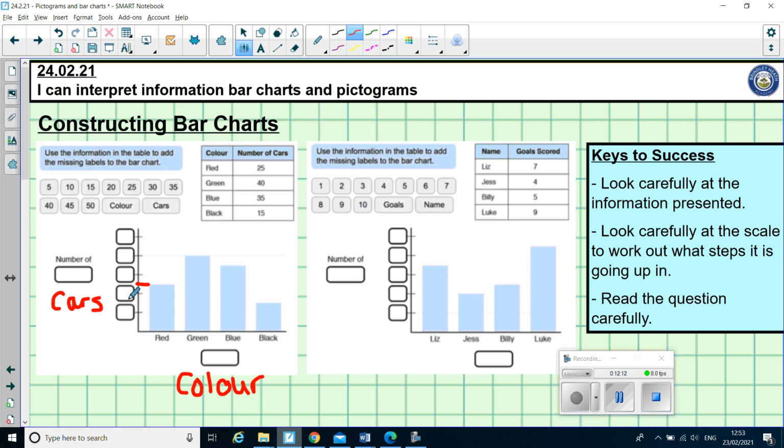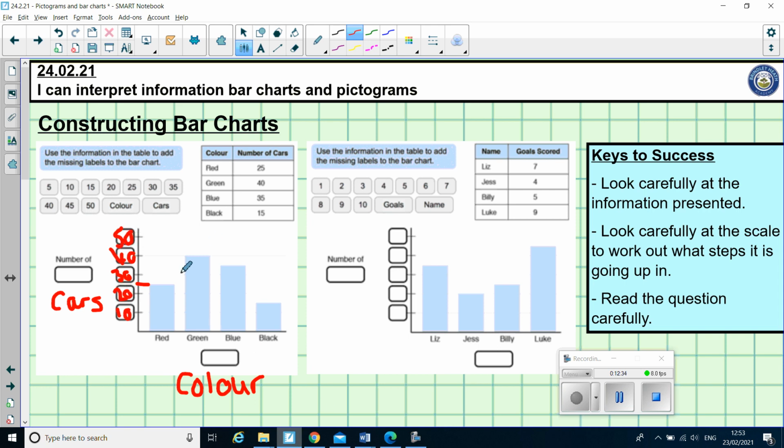So I'm going to try going up in tens then. 10, 20, 30. 25 is halfway between 20 and 30, isn't it? So I must have got it right now. It must be going up in tens. So you've got 10, 20, 30, 40, 50.